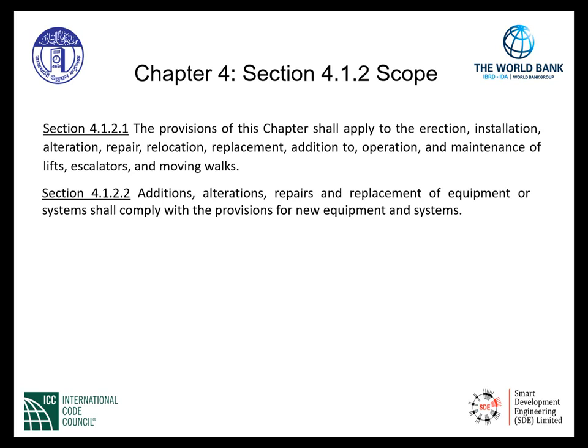Section 4.1.2.2. Additions, alterations, repairs, and replacement of equipment or systems shall comply with the provisions for new equipment and systems. This particular section lays out an existing system that we may add on to. We may alter, repair, or replace the equipment that is associated with lifts, escalators, and moving walks. And the driving language of this section indicates that these systems must comply with the new equipment and system requirements of this particular code.